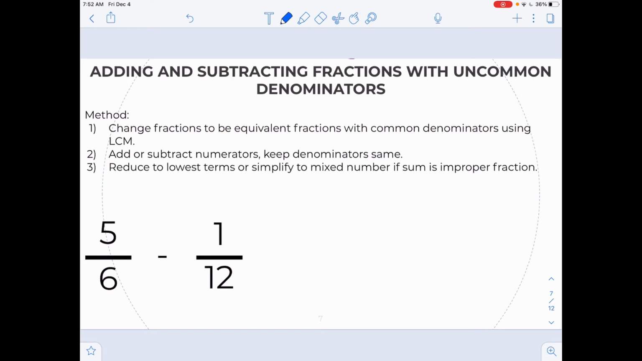Subtracting fractions with uncommon denominators follows the same steps. First, I need to find the least common multiple of my two denominators, which is 6 and 12. I can divide both of those by 2, and I get 3 and 6. I can divide both of those by 3, and I get 1 and 2.